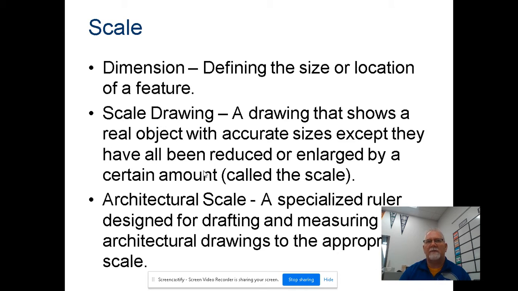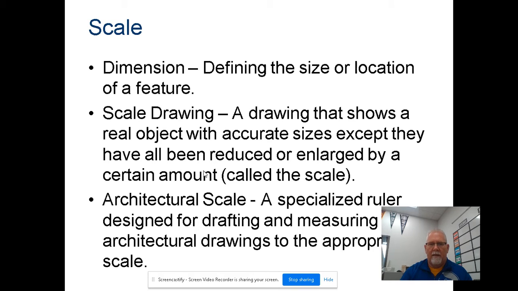Think of a house, for example. Houses are big. They would never fit onto a piece of paper. But if we take something really big and shrink it down to a scale size, now we can show a good representation of that house on a piece of paper.